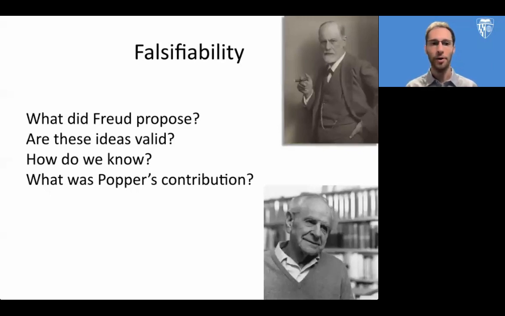Now we're going to switch gears here a little bit and talk about a concept called falsifiability. This is in your textbook, and I want to talk about it more here in the context of two people. One, Sigmund Freud, perhaps the most famous psychologist in history, and also another person named Karl Popper. I want to talk about the ideas that Freud proposed and how we know those ideas are not only false, but also unscientific, and then Karl Popper's contribution to philosophy of science.